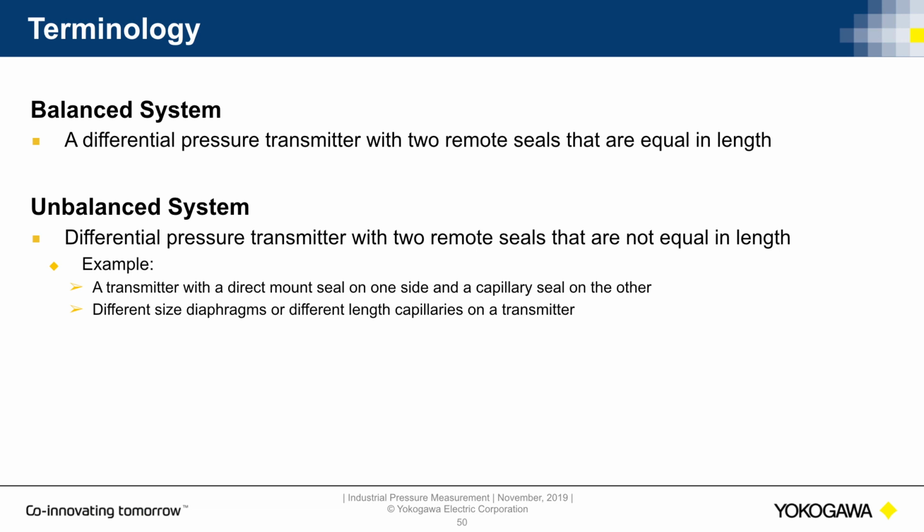So you'll have, again, those two remote seals on a DP transmitter, but they're not equal in length. A common situation is you want a direct mount on the high side of the transmitter and then a remote mount capillary on the low side, so you can mount that transmitter, let's say for a level application, at the bottom of a tank. And again, we can do some different things in terms of the size of the diaphragms and thickness to account for some installation effects we'll have with this configuration.